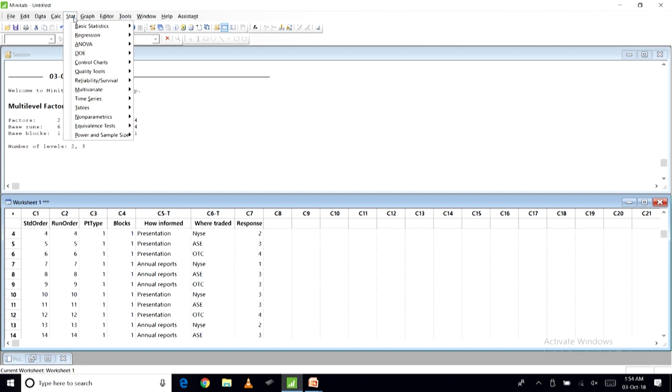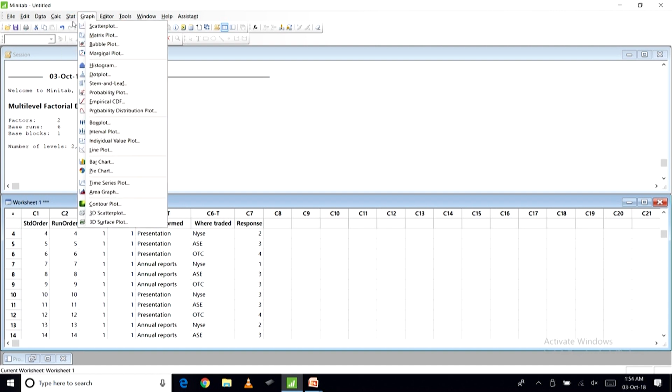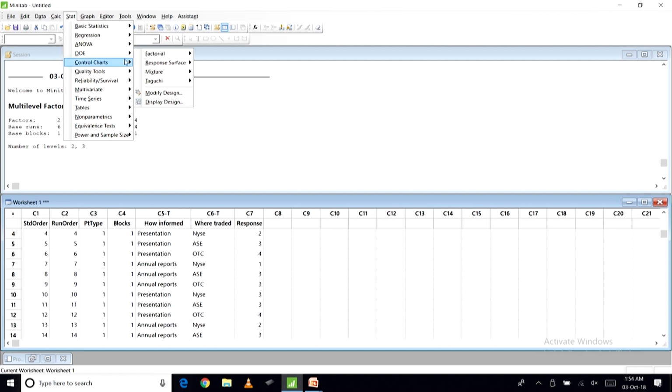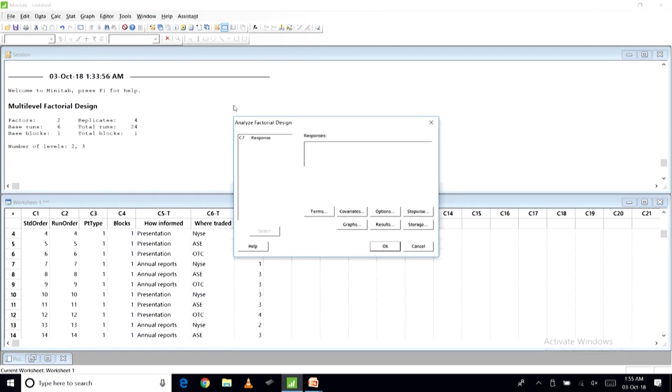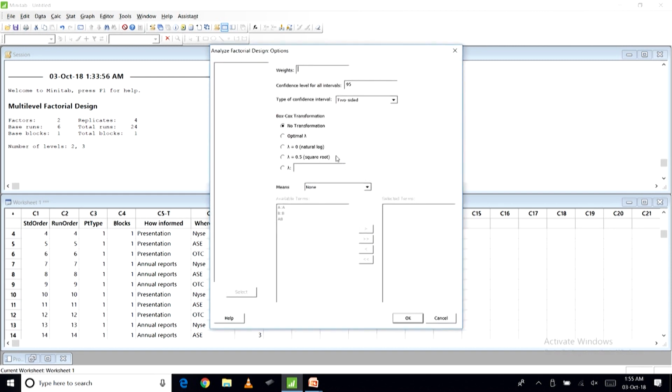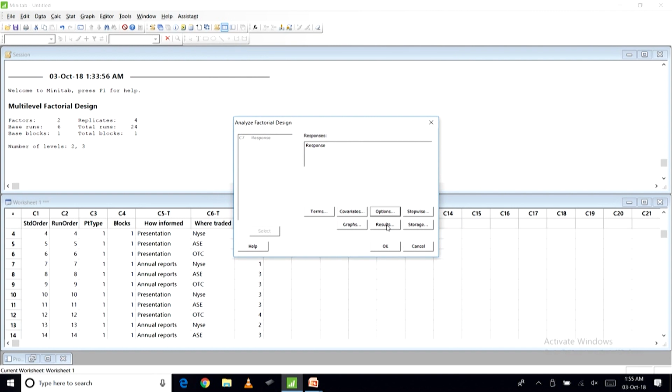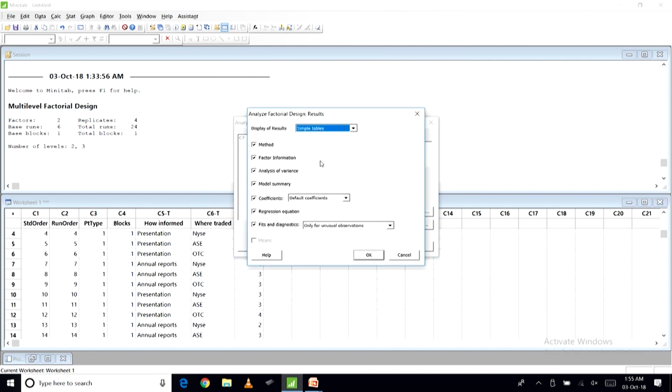We will go and click design of experiment, factorial design, analyze factorial design, right. So, the response variable is to be selected. So, select the response variable. You can enter the significance level, which is 95, let it be like this. Let all these be there.